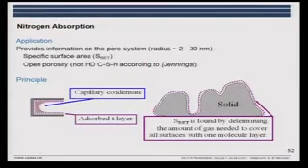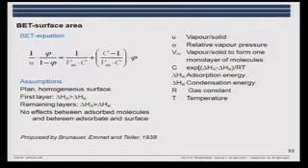And then you can determine this BET surface, the amount of gas necessary to cover the surface with one layer of molecules. And you use the BET equation for that. And there are some assumptions: that you have a plain homogeneous surface, that the energy of the first layer is different from the rest of the layers, and that you don't have any interaction between the adsorbate and the surface.